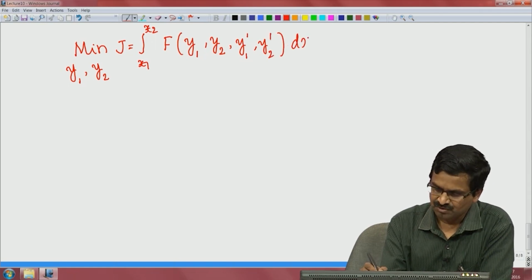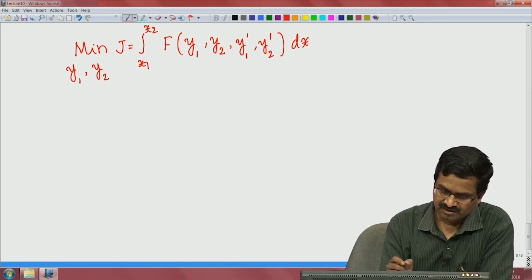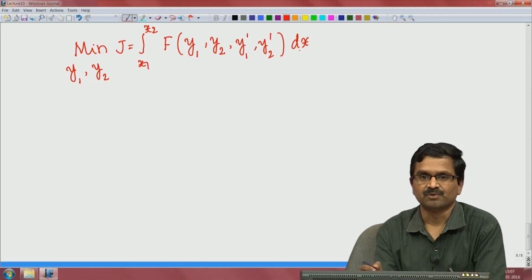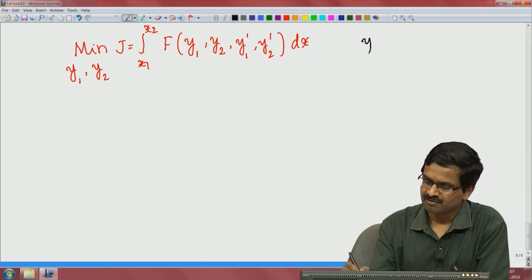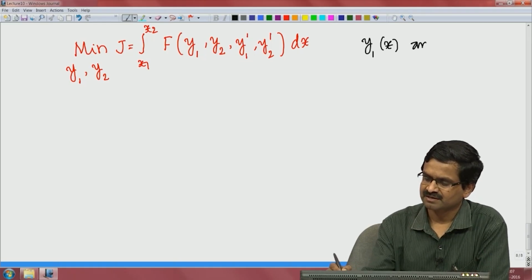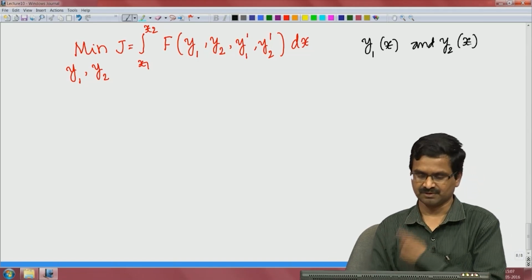So, we still have one independent variable, only x. That means that our unknowns are y1 of x and y2 of x, two unknowns.